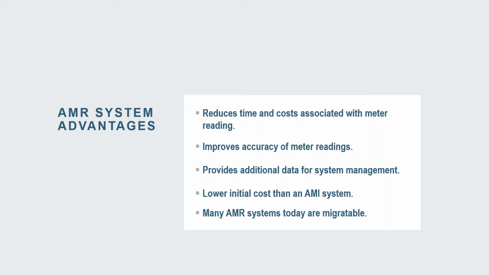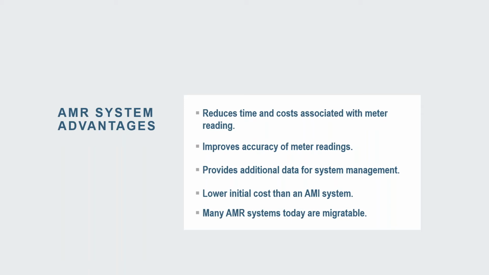An AMR system provides additional data for system management. An AMR system will provide monthly meter alerts such as leak detection and tamper alerts. Leak detection can improve water conservation as well as customer service, and meter tamper alerts can also help reduce non-revenue water loss due to theft.